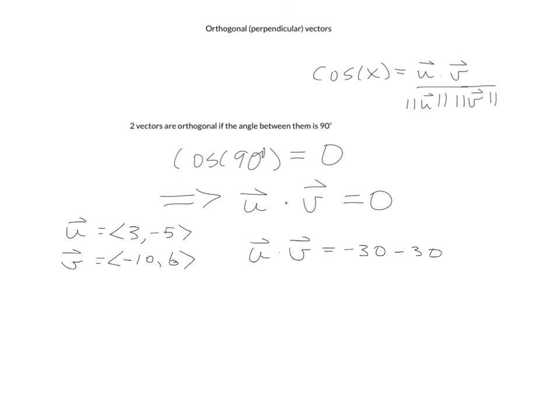So let's make a small change here, and let's say that this was a plus 10. Now the dot product of u and v is going to be 30 minus 30, which is equal to 0. So these two vectors are indeed orthogonal because their dot product is 0.